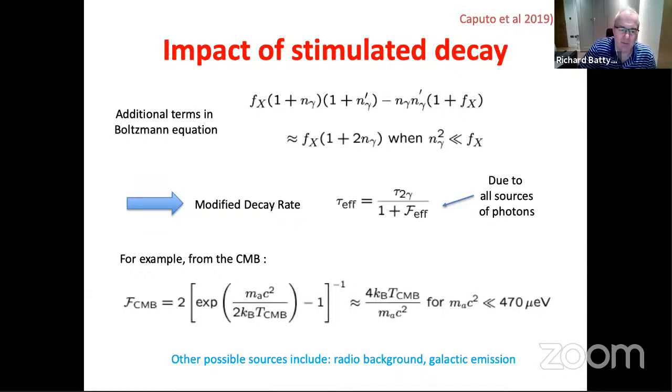For example, for the CMB, this factor F effective becomes F_CMB, which is given by the Planck density function with an energy given by the rest mass energy of the axion. And for small masses, less than 470 micro eV, you get this enhancement of the signal.